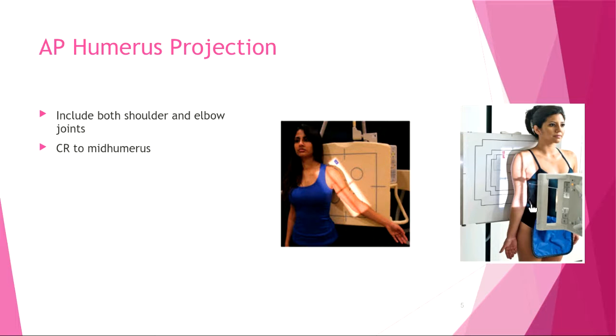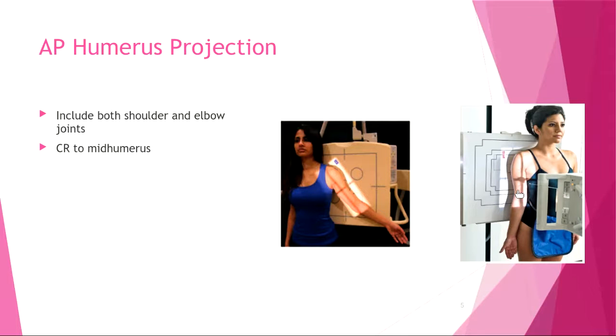But the patient is going to stand erect at the chestboard, and you want to adjust the height of the chestboard or the wall bucky so that you're able to include the shoulder comfortably. You're going to abduct the arm slightly and supinate the hand so that the epicondyles of the elbow are parallel and equidistant from the IR.